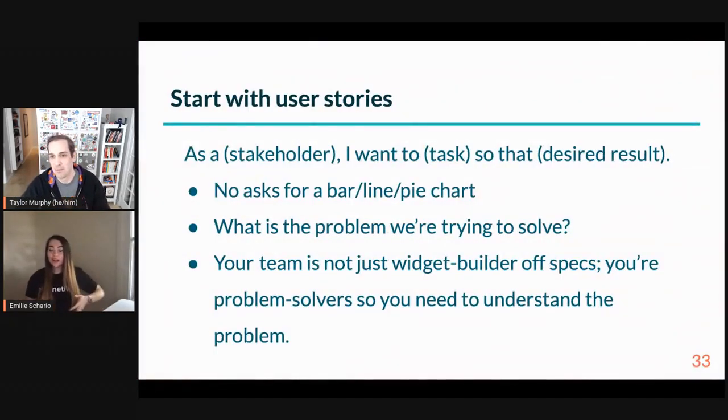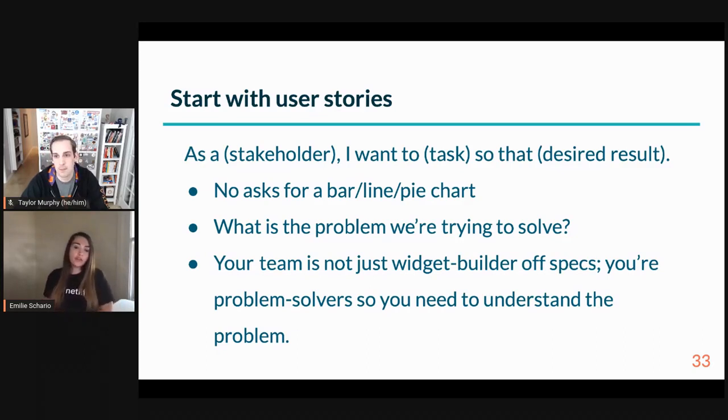Really, you want to start by looking around the room and understanding what product teams are doing. We start with user stories. So as a stakeholder, I want to get this thing done because I'm trying to accomplish this task. We really need to be framing the problems that data teams are solving in the same way. The first thing you want to do here is stop getting asks for bar charts or line charts or pie charts or whatever it might be. Instead, spend time working and pairing with your question asker, trying to understand what their desired result is.